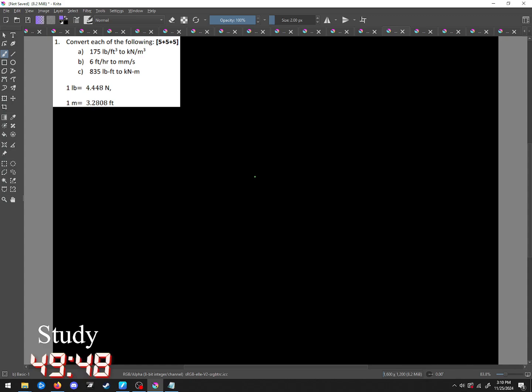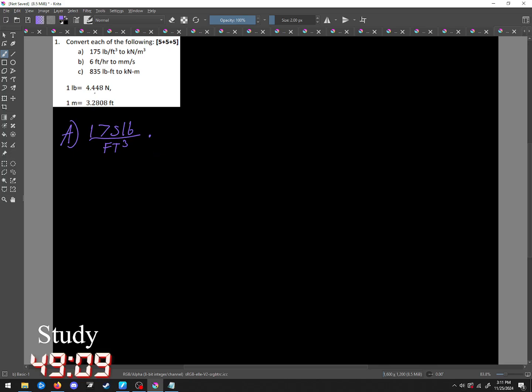Convert each of the following. Hopefully these don't take too long. We can do A. We're starting out with 175 pound over feet cubed. And it's going to eventually have to turn into kilonewton per meters cubed.